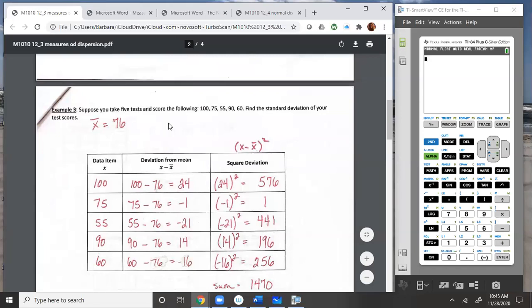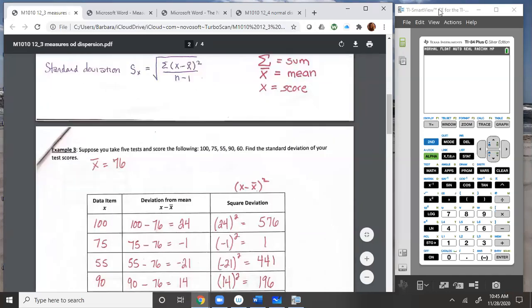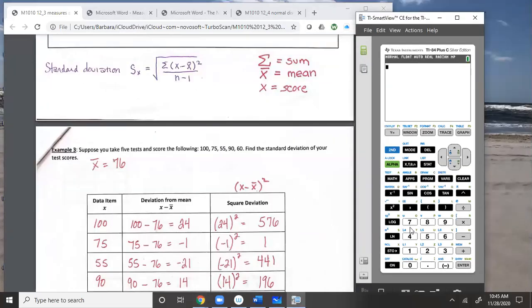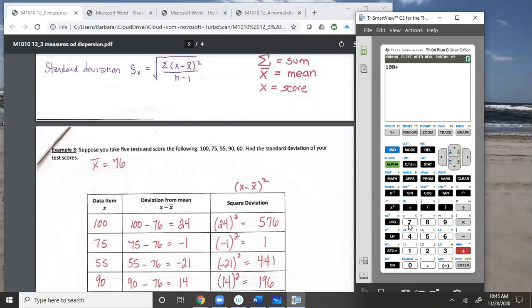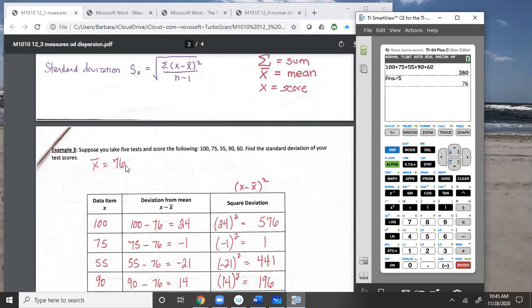So the first step is to find the mean of the data. We're going to do this on our calculator. We're going to take 100 and add up all these numbers: 75, 55, 90, and then 60. We add them up and then divide by the total number, which is 5. So the mean is 76.